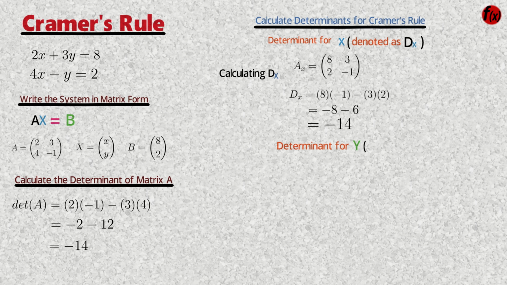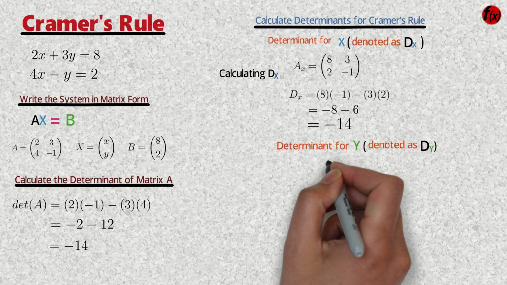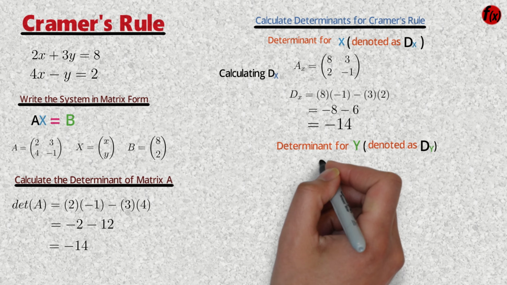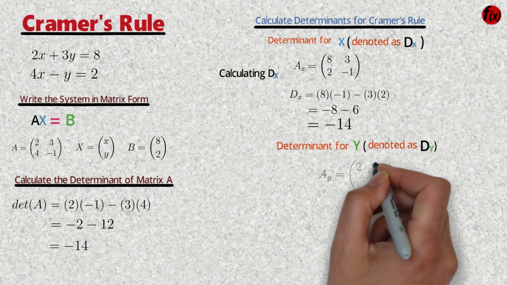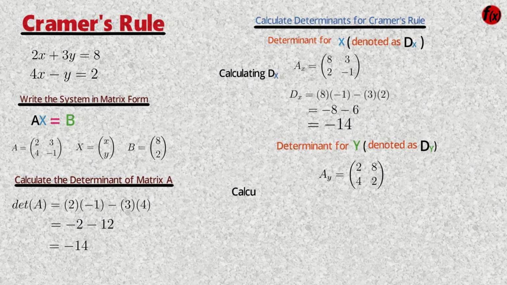Determinant for Y, denoted as Dy. Replace the second column of A with B. Calculating Dy.